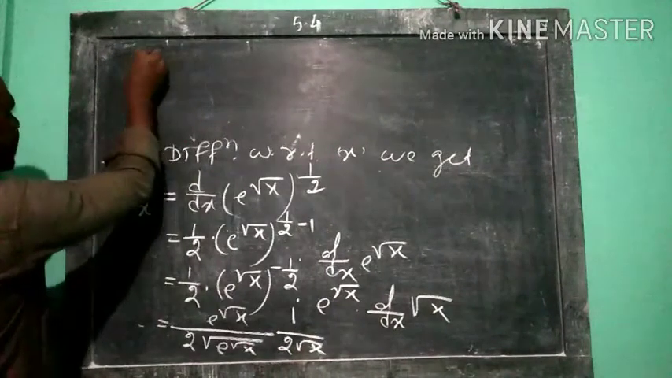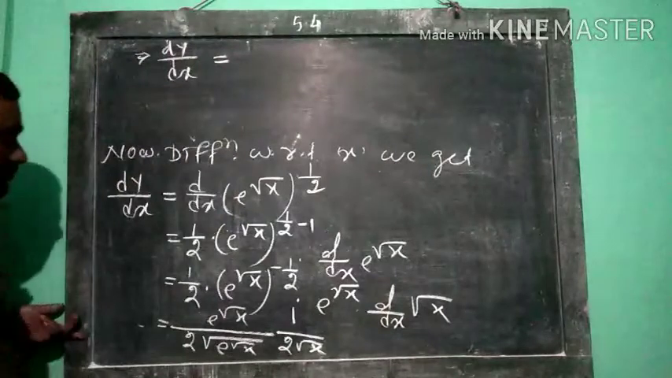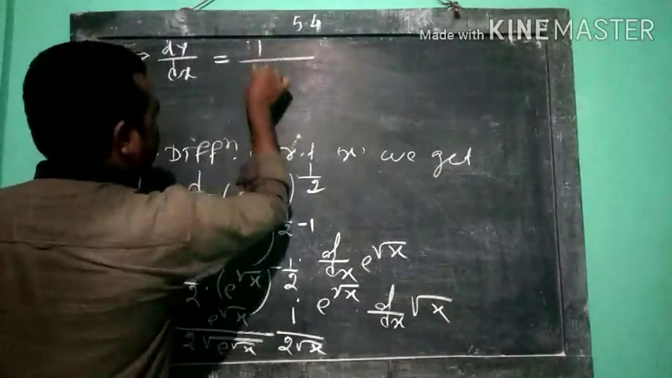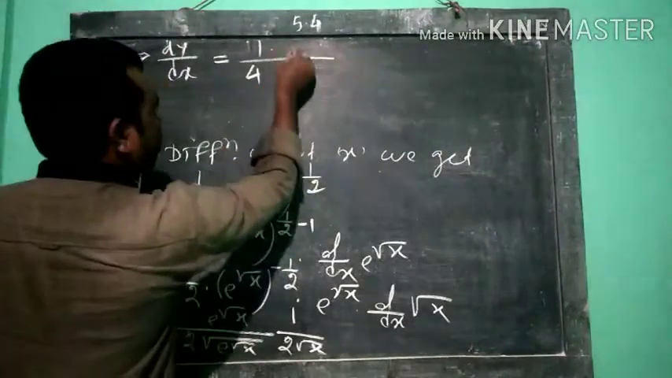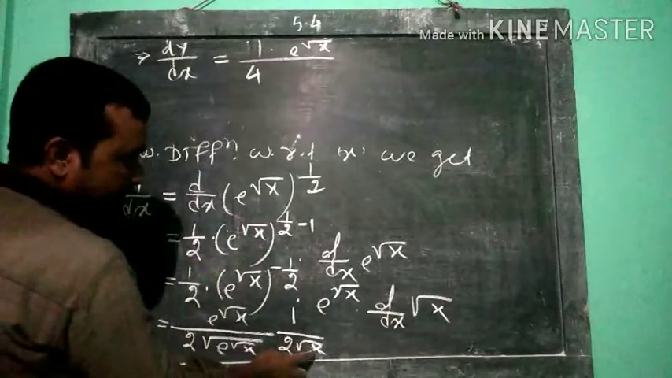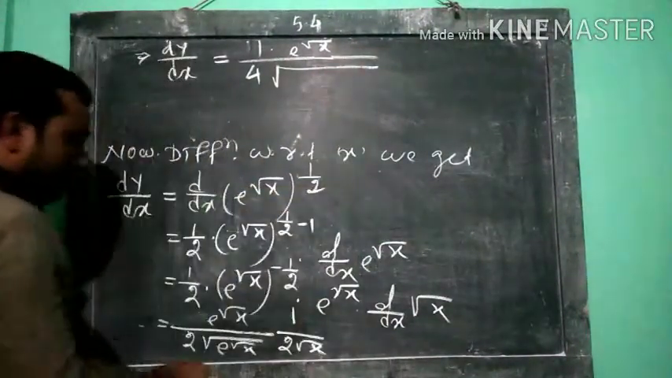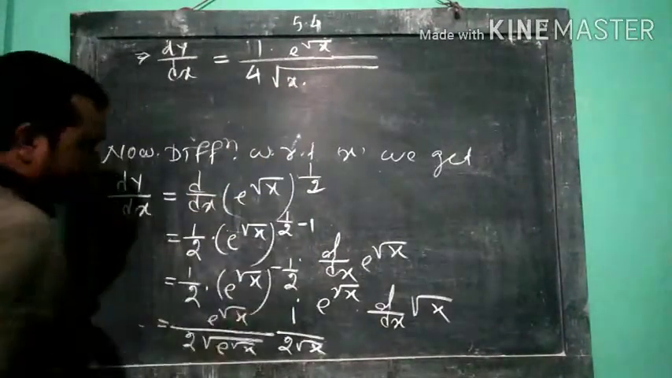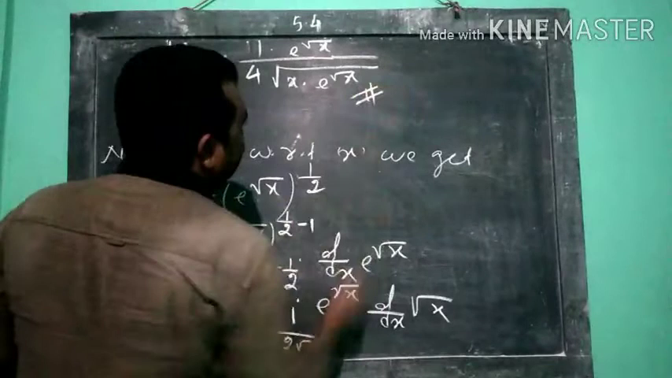This implies dy/dx is equal to 1 by 2 into 2, which is 4, into e to the power root of x, divided by x and square root of x into e to the power root of x. This is the final answer.